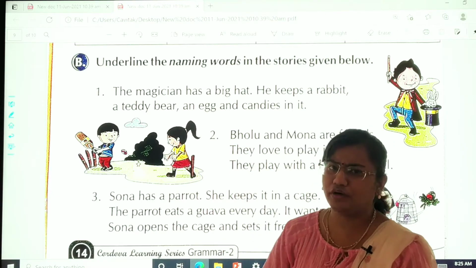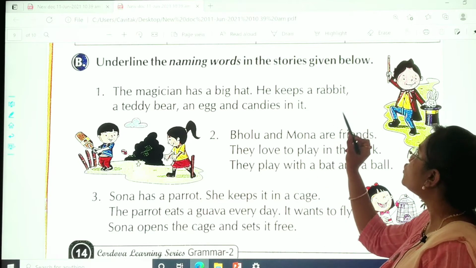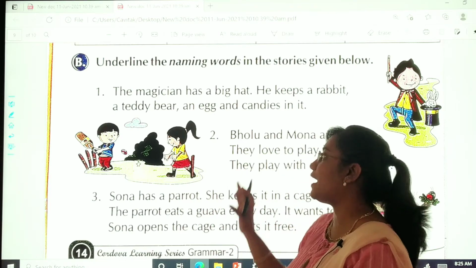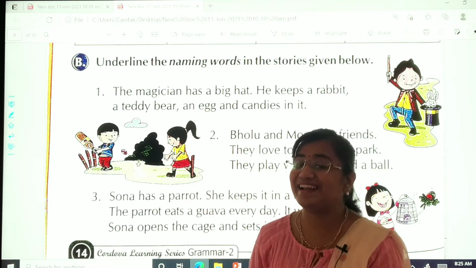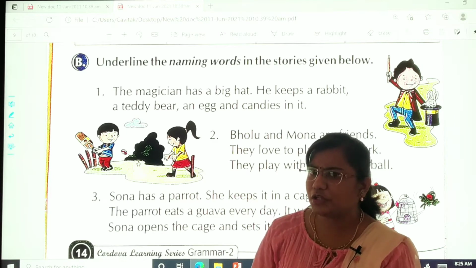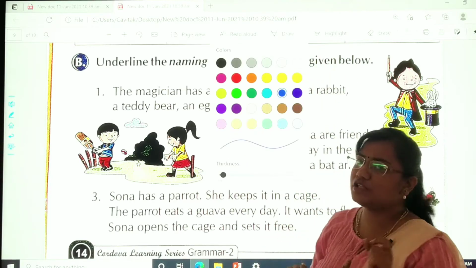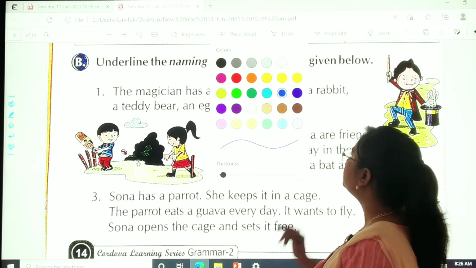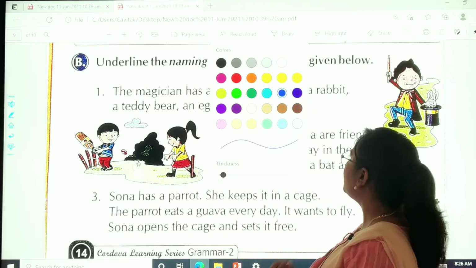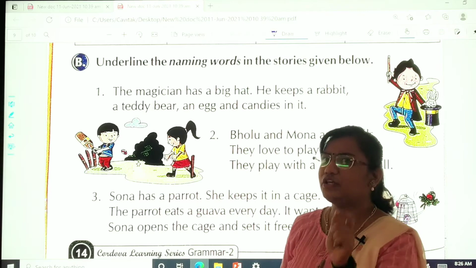What is the question over here? Underline the naming words in the stories given below. Here we have the stories in our exercise B, and we have to underline the naming words. So, are you ready? Can you do this with me? Okay, great. So, open up your textbooks. We will solve this exercise together. Color, which color? Let us take violet. Good. You will be using your pencil.